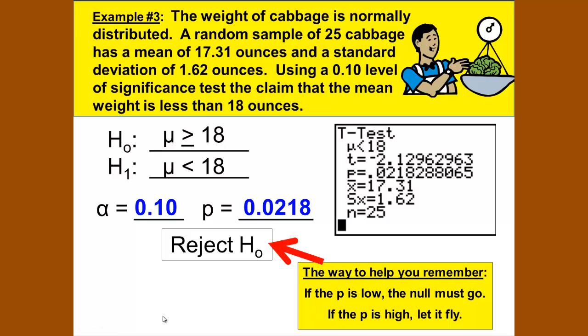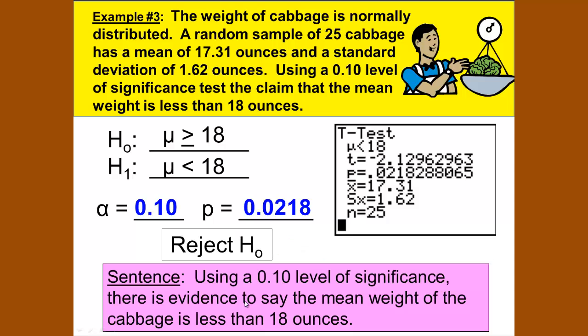If the p is low, the null must go. If the p is high, we let it fly. And in this case, the p is the lower value. That means the null is rejected. So we will reject H0. And then we're ready for our sentence. Our sentence is in the same form as always: using a 0.10 level of significance, there is evidence to say that the mean weight of the cabbage is less than 18 ounces.